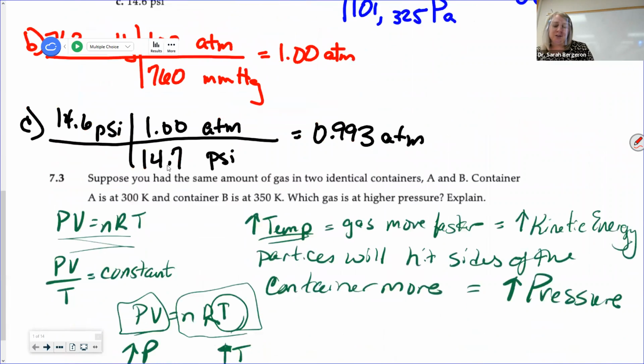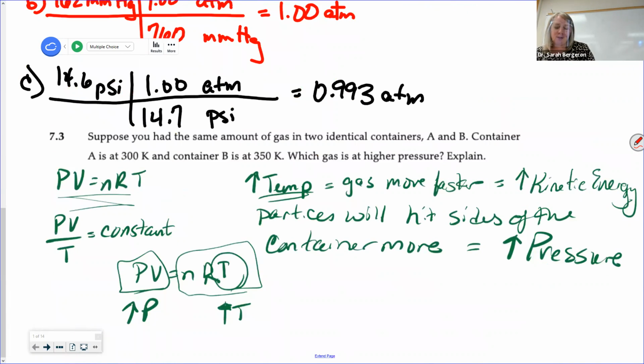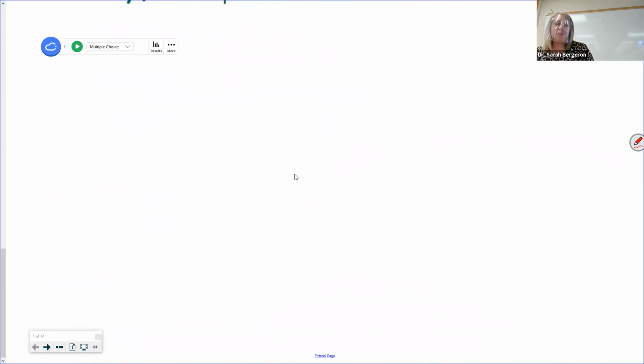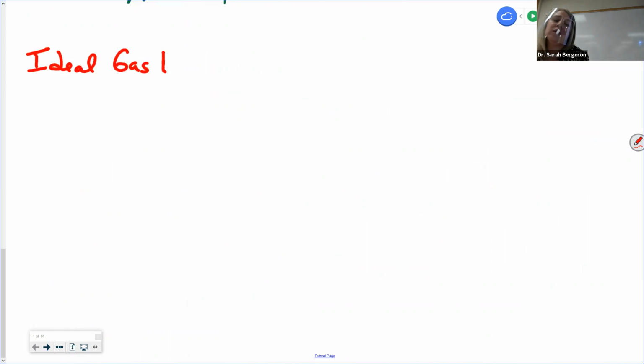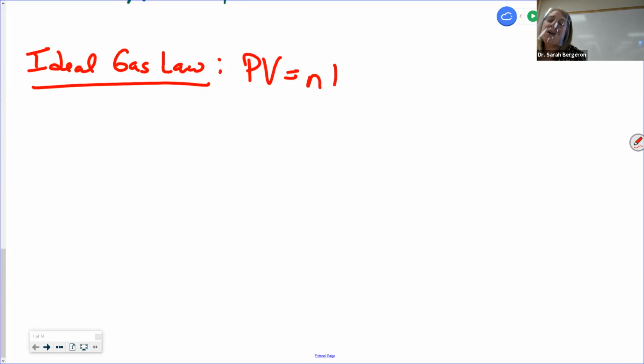Okay. So before we go on to the next page, I want to talk about a few things real quick that are going to get you through this chapter. You need to know 2 main things to get you through this chapter. Number 1 is the ideal gas law. What's the ideal gas law? I call it PIV-NERT. PV is equal to nRT.